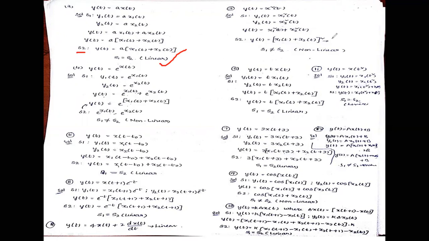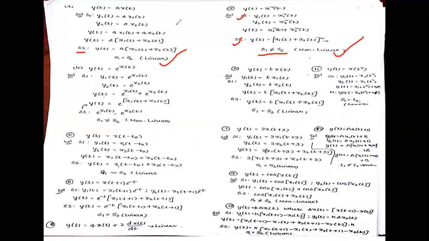What is x1 of t plus x2 of t whole square? x1 square plus x2 square plus 2ab is also there. So whatever we got in step 1, in step 2 it is added with the 2ab. So S1 is not equal to S2, non-linear function. y of t is equal to x of t is a linear function, but y of t is equal to x square of t is a non-linear function.